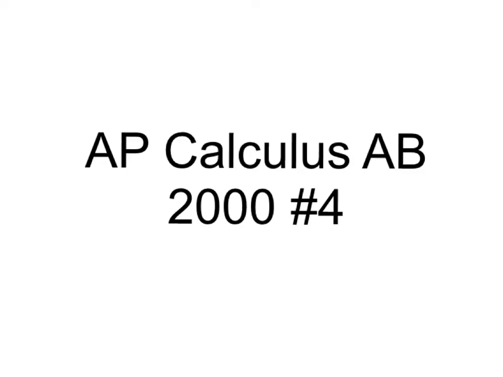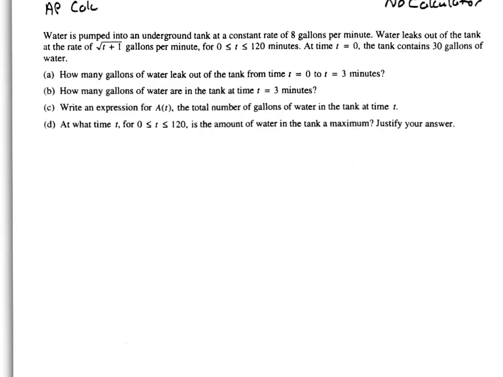This is number 4 from the 2000 exam. Okay, so we've got water being pumped into an underground tank at a constant rate of 8 gallons per minute. Then water is leaking out of the tank at a rate of radical t plus 1 gallons per minute.